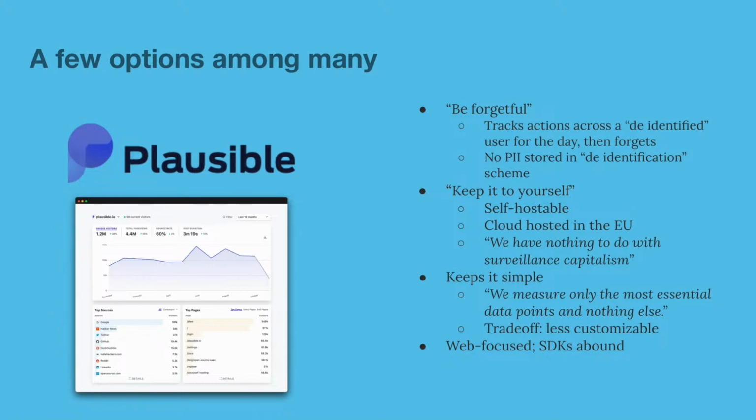Another option with Plausible is to keep it to yourself. So you can get a cloud-hosted version in the EU. They draw a clear line. They say we have nothing to do with surveillance capitalism. They're simply hosting analytics for you. You pay them money, they do analytics. That's a great model. You can also self-host it, right? And then you know exactly where the data is, and you know that you have control over it.